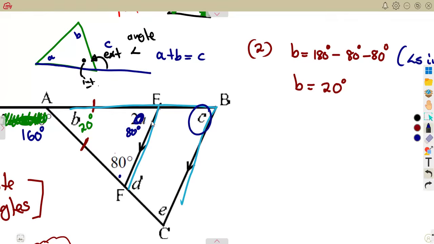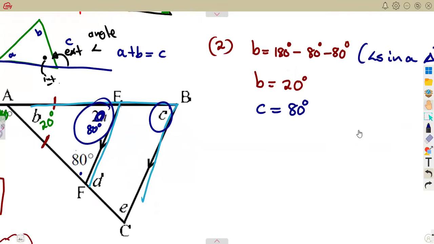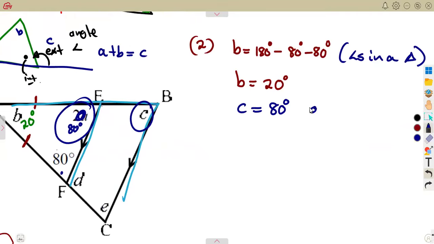So meaning to say angle C is equal to 80 degrees. So C is equal to 80 degrees. There we are talking of the corresponding angles. I'm just going to write in short, corresponding angles, since EF and BC are parallel. Since EF is parallel to what? To BC. Remember, these two are parallel. So we talk of the corresponding angles.